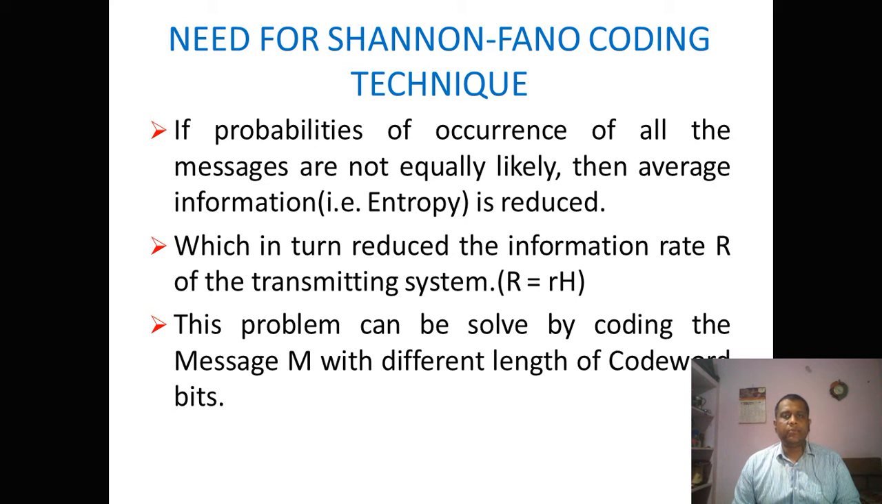Need for Shannon Fano coding technique. If the probabilities of occurrence of all the messages are not equally likely, then the average information, that is the entropy H(X), is reduced, which in turn reduces the information rate R of the transmitting system. This problem can be solved by encoding the message M with different lengths of code word bits.